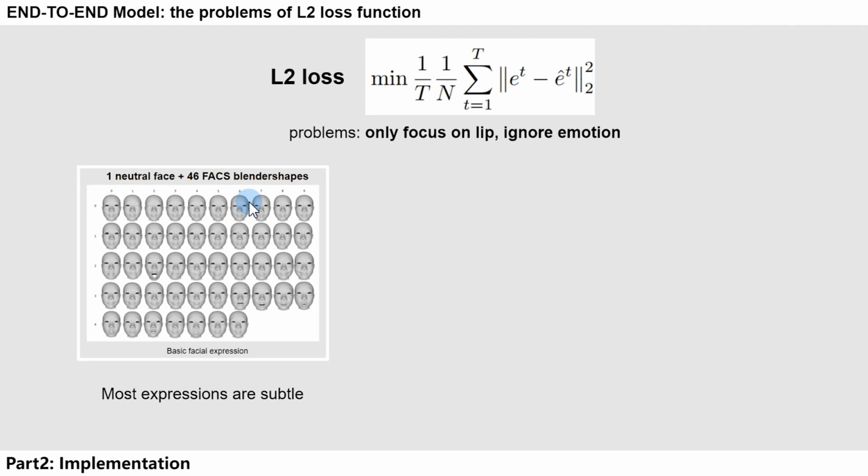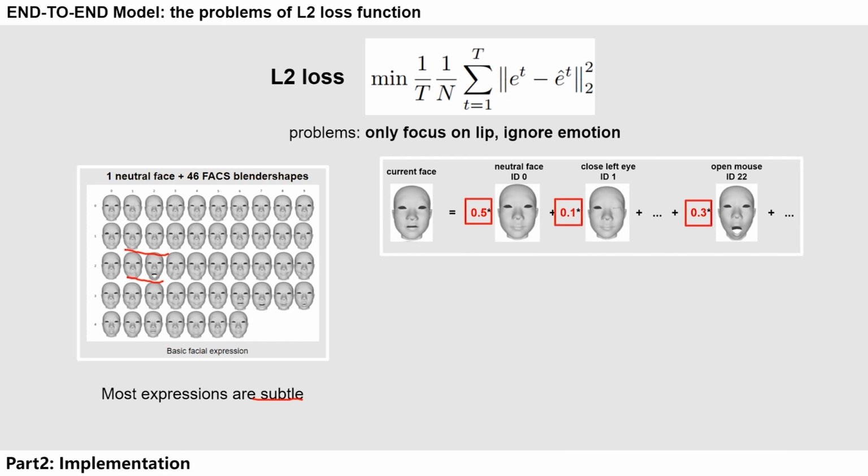I want to remind you that we have one neutral face and 46 different emotion faces. Maybe you can tell the difference between this face and this face because they are obviously different. But can you tell the difference between this face and this face? It's a little bit hard, right? Most expressions are subtle, so maybe you can't really tell the difference between them.